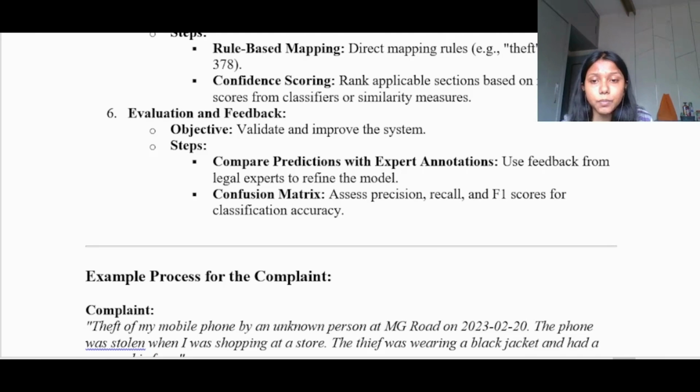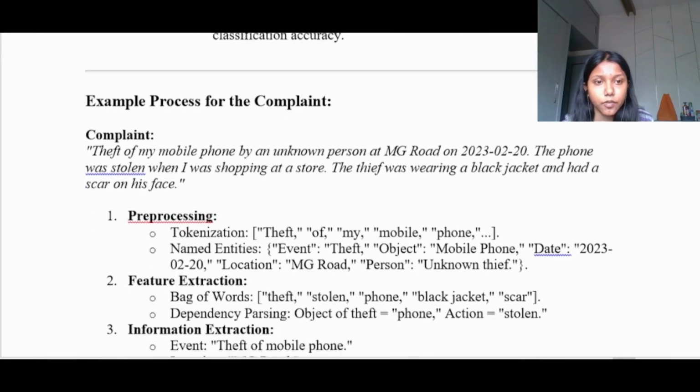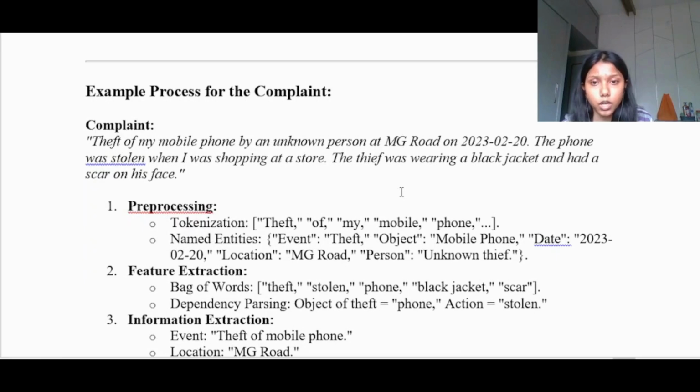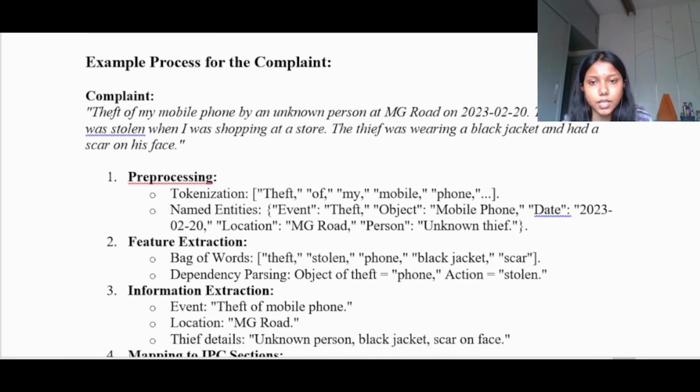Now, the example process for the complaint. We already saw what the complaint was. Now, we'll be applying the text mining tasks to it. Pre-processing. On tokenization, we get theft of my mobile phone. Named entities are event, theft, object, mobile phone, date. Then for location we have MG Road and person is an unknown thief.